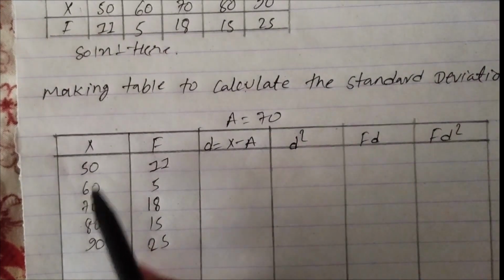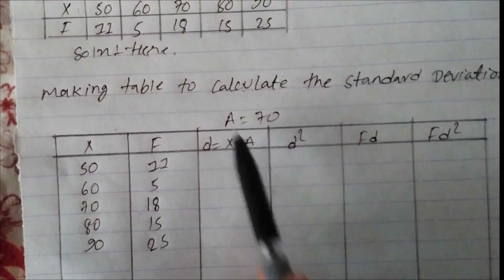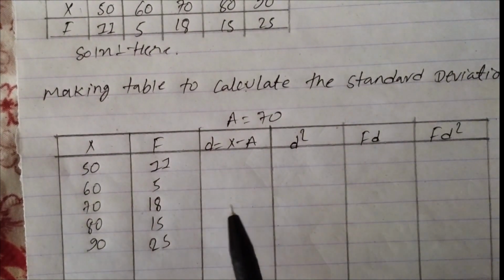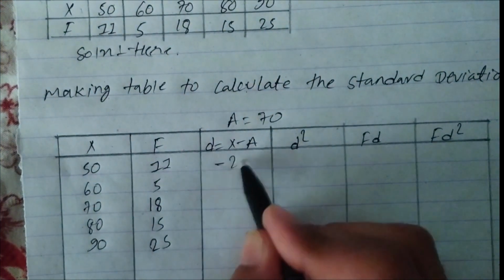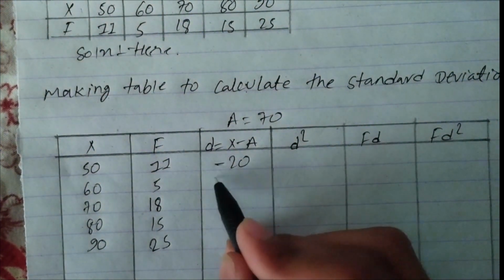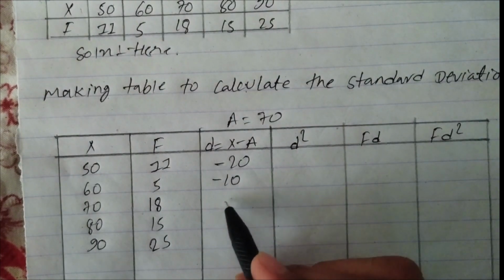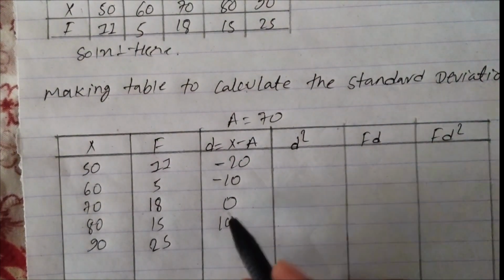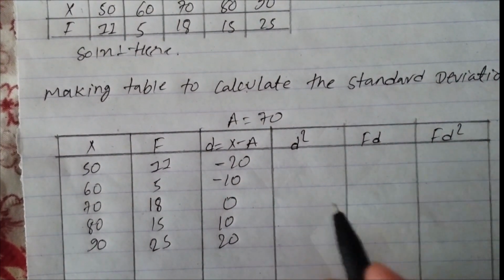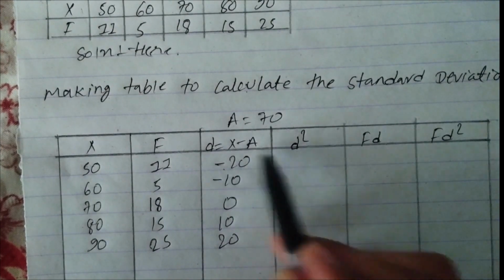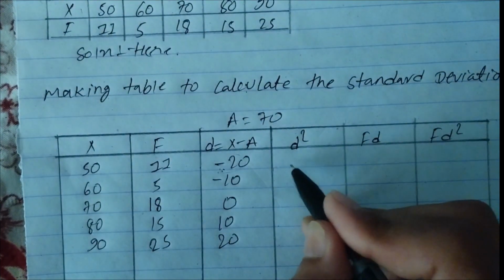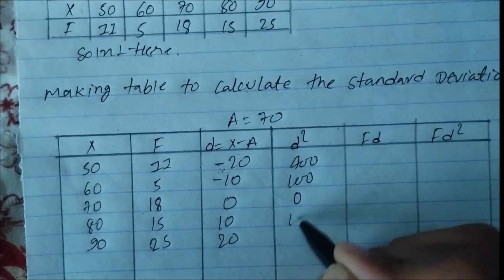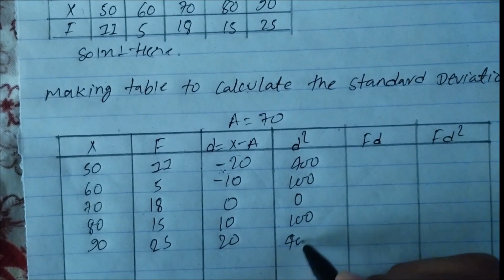d equals x minus a, so we subtract a from x, meaning 50 minus 70. First is minus 20, second minus 10, third 0, fourth 10, and fifth 20. And d square: minus 20 square is 400, then 100, 0, 100, 400.